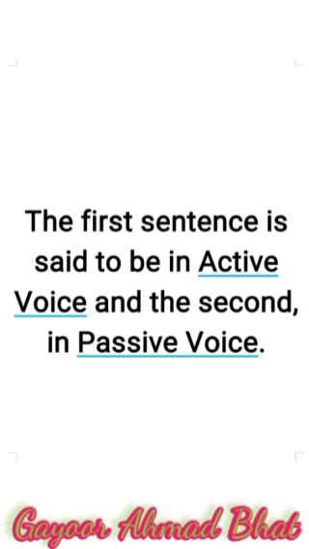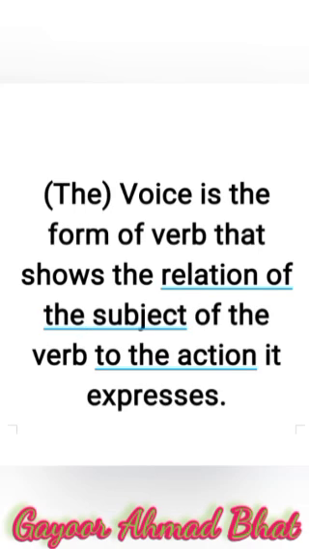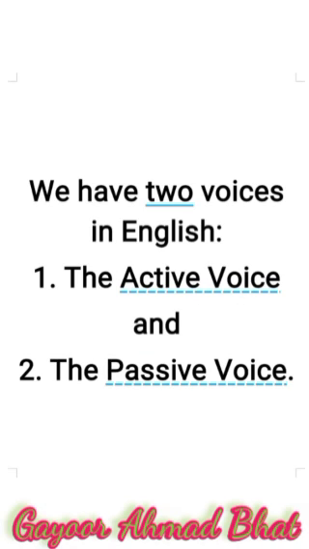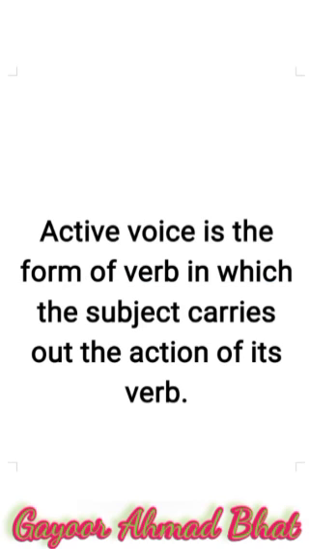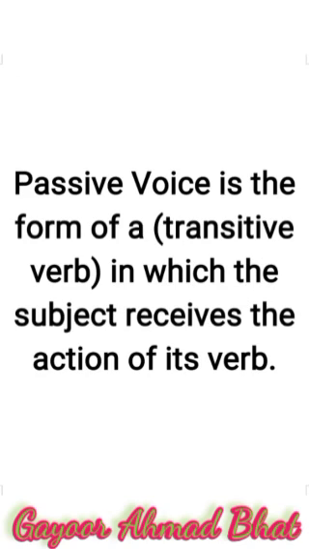The voice is the form of the verb that shows the relation of the subject of the verb to the action it expresses. And we have two voices in English. These are the active voice and the passive voice. Active voice is a form of verb in which the subject carries out the action of its verb, and passive voice is a form of a verb, a transitive verb, in which the subject receives the action of its verb.